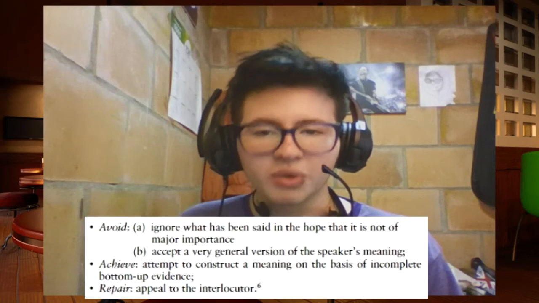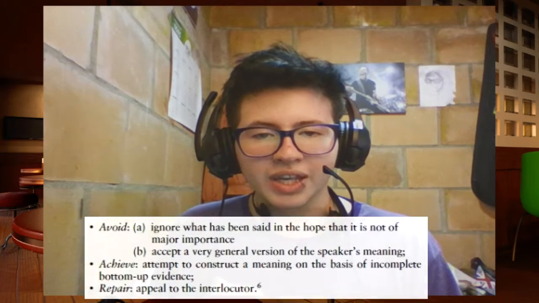And the last one, repair: appeal to the interlocutor. These three response types are very broad, but they provide a useful starting point. They account for all of the samples in the previous table, with the first five representing different types of achievement, listener F representing avoidance and listener G repair. Their merit is that they refer to phenomena that are concrete and demonstrable.